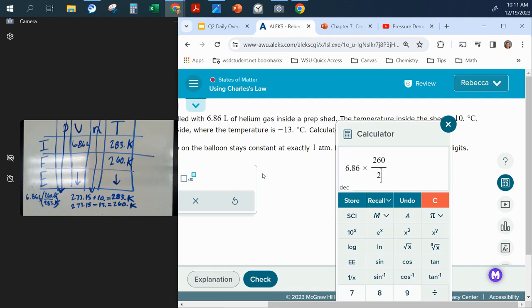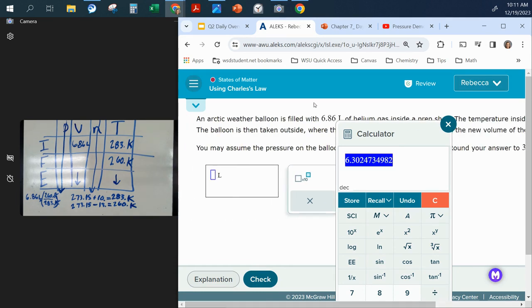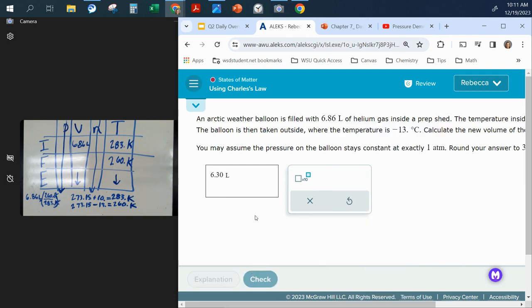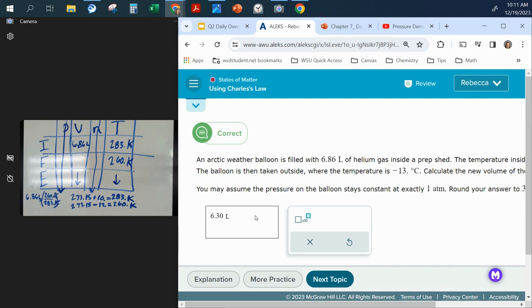Divided by 283. Okay, so then let's see. Did that go down? Yes, that went down, and then we should have 3 sig figs. 6.30 liters is our volume. Okay. Is that one okay? Okay. All right. Okay, let's go.